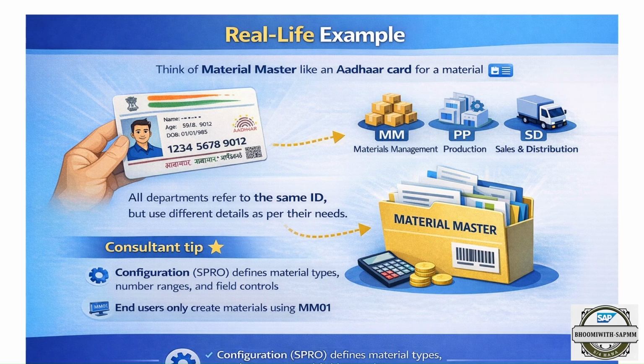Now, a real-time example. Think of a material master as an Aadhaar card for materials. All departments, whether material management, production, or sales and distribution, refer to the same material ID, but each uses the details relevant to their own needs.